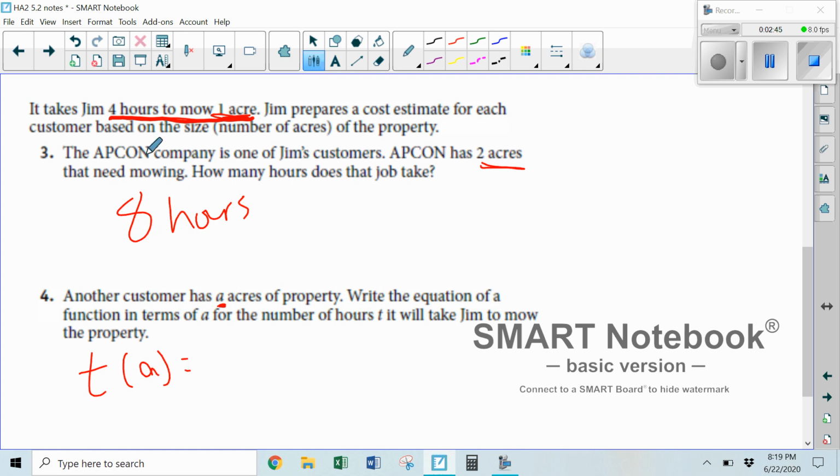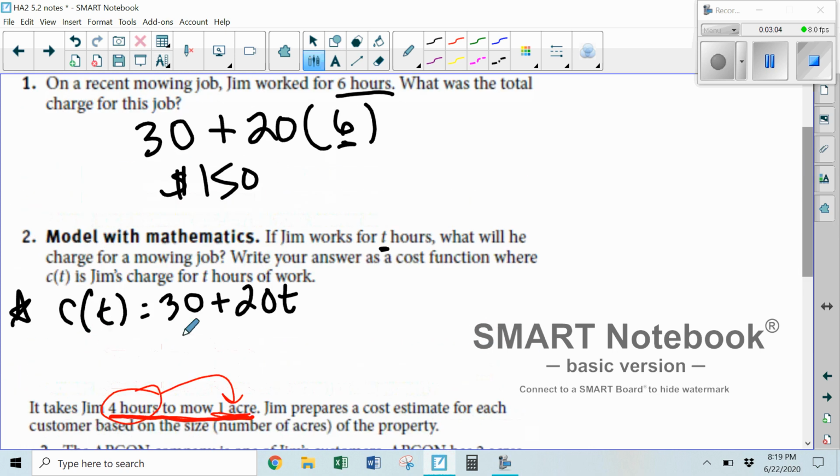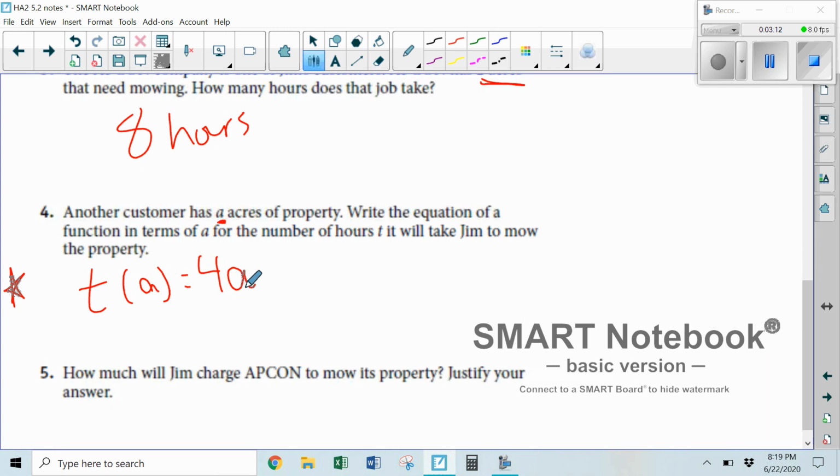How did I get 8? I took 4 hours times each acre, and there were 2, so 4 times 2. So this is going to be 4 hours times each acre. This is also another important function we're going to use today. We've talked about 2 so far. We have the cost function: I input the time, and that tells me what the total cost is. With this function, I input the acres, and I get the total amount of time it will take.